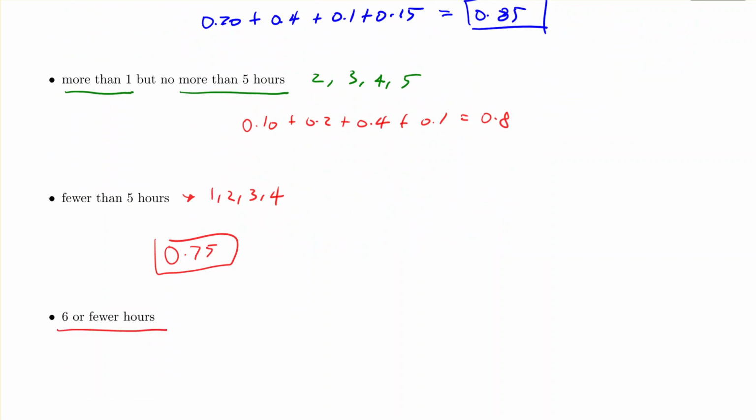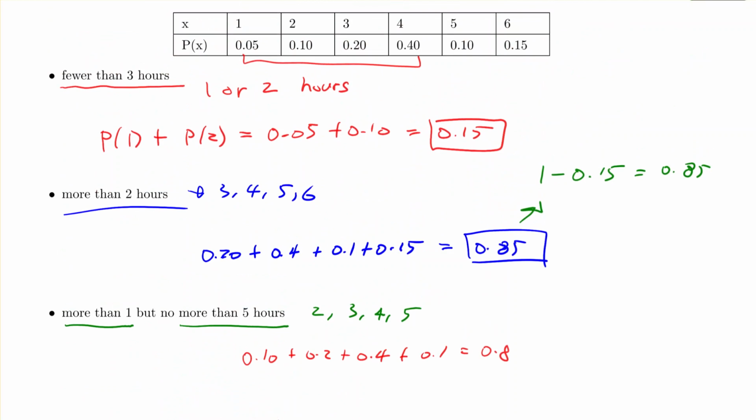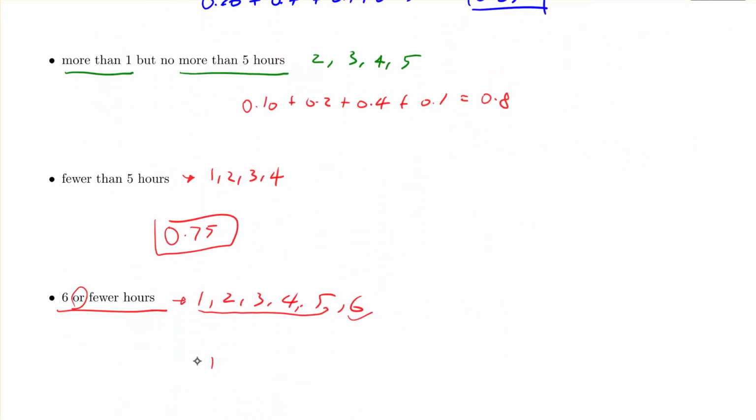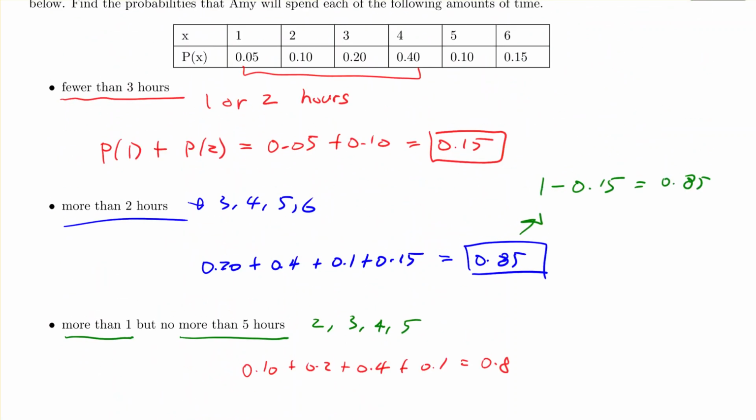6 or fewer hours. Again, practice listing all the hours. 1, 2, 3, 4, 5, and 6. Because 6 or fewer hours, so include 6. That means actually all the probability. So we add all of them. Then we should get 1. Because probability of all these things should be equal to 1.